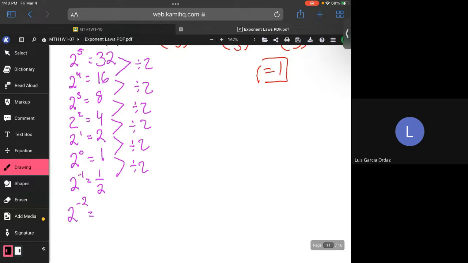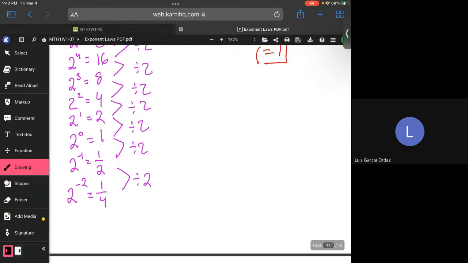So what would 2 to the power of negative 2 give me? Laura? A quarter. Yep, 1 over 4, or 0.25. Okay. What would 2 to the power of negative 3 be? Matthew? Maybe 1/8. 1/8. Okay.